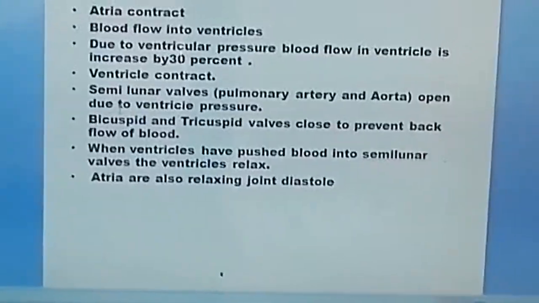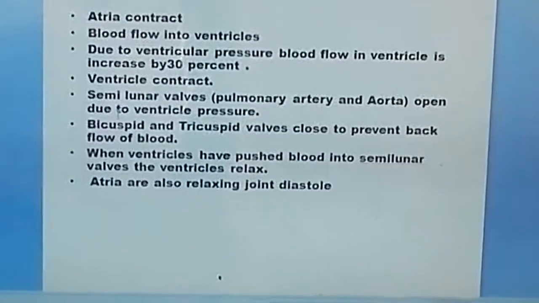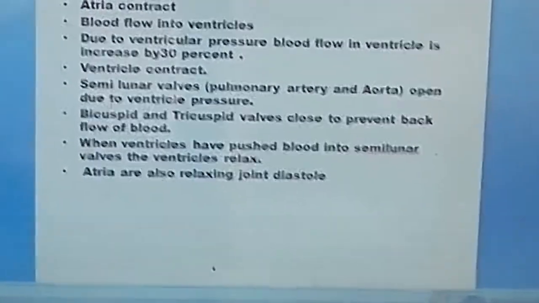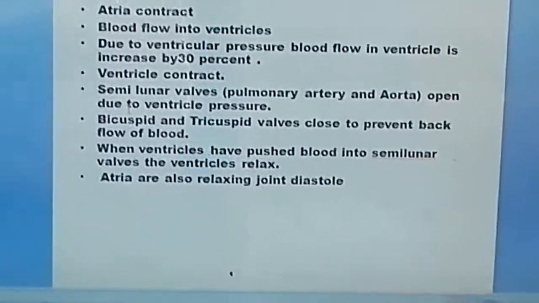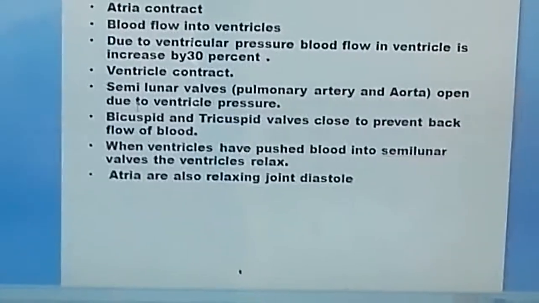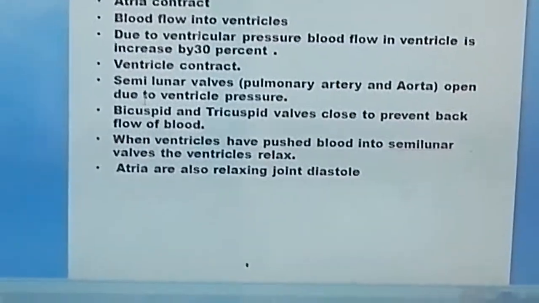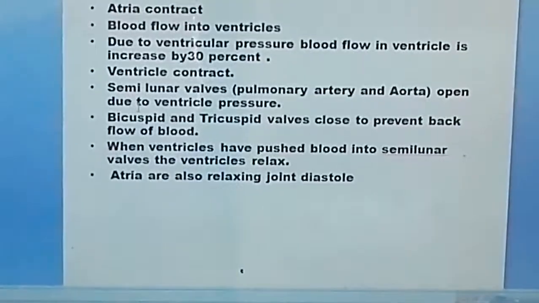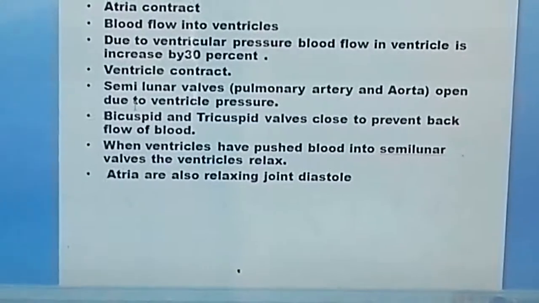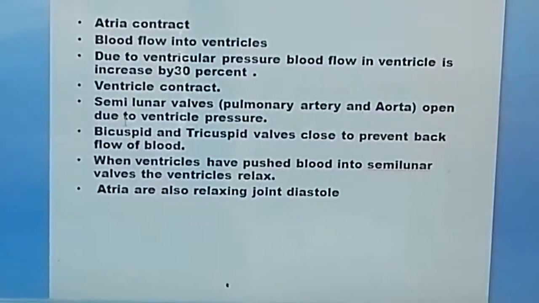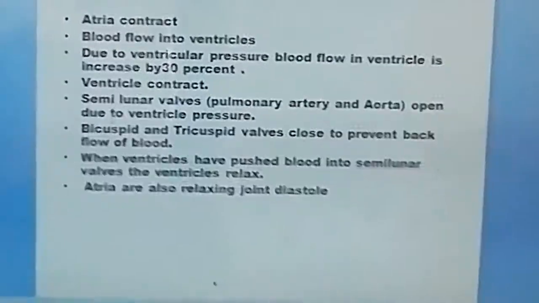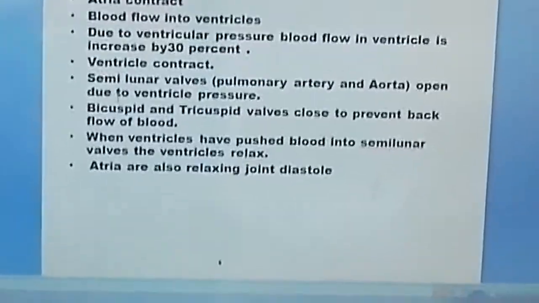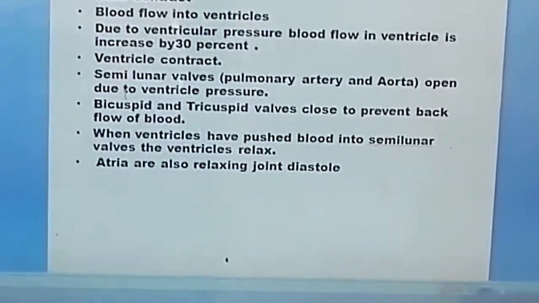When blood comes into the ventricles, it causes pressure in the ventricles. Now, when there is pressure on something, what happens? The blood flow rate is increased by 30% in the ventricles. Pressure is applied on the ventricles, then the ventricles contract. When the ventricles contract, at the upper part the atria are relaxing. Due to this ventricular pressure, where will the blood go? The semilunar valves must open. The semilunar valves open and the blood flows through the pulmonary artery and aorta.